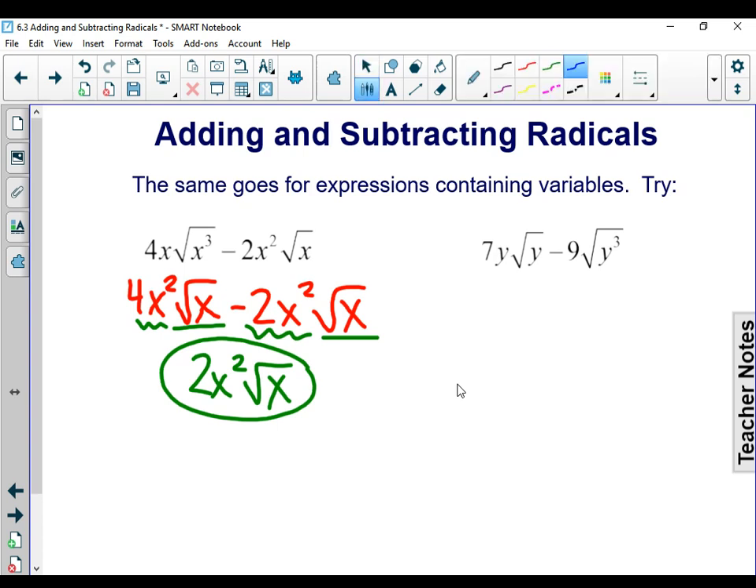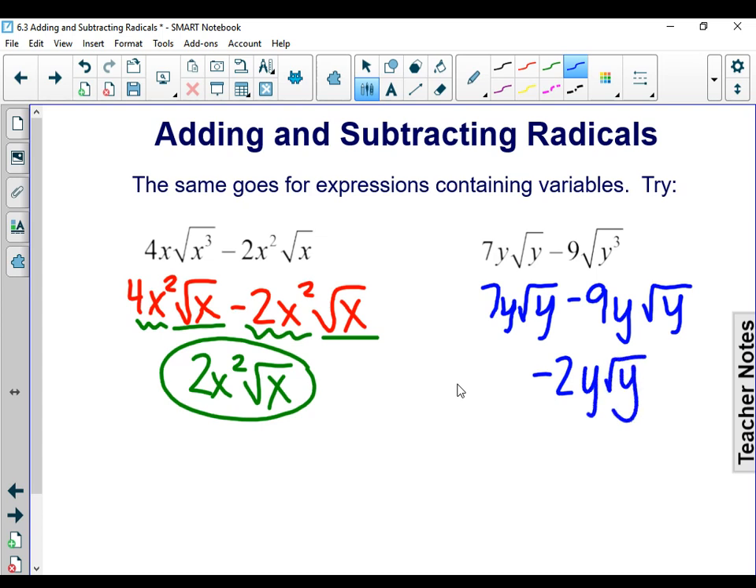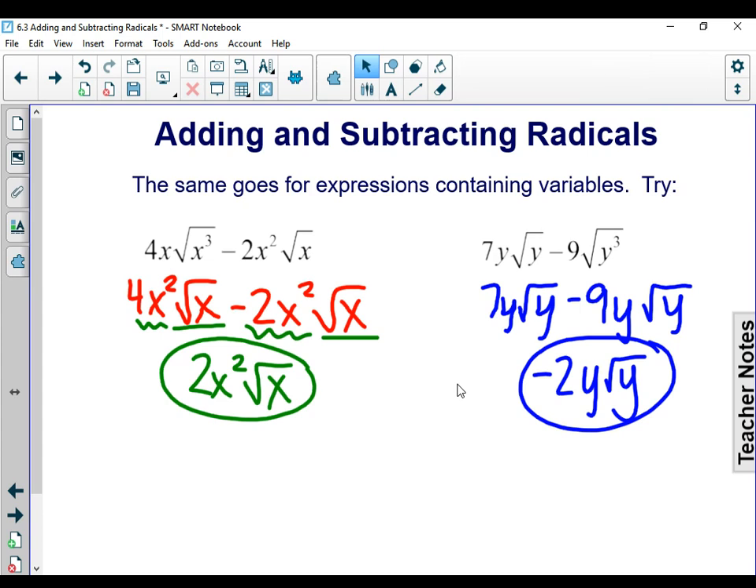Same thing over here. I can't change the first one. But if I have 3 y's, I've got a pair that can come out and one that stays on the inside. So since I have a y and a square root of y, I have negative 2y square root of y. That is all the same, okay? So just be careful with the variables, making sure everything matches.